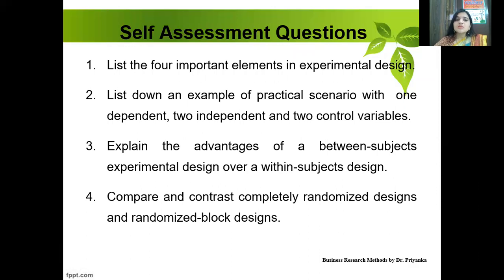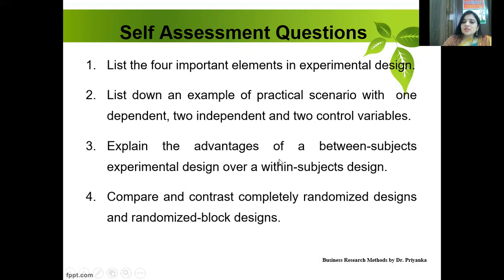Self-assessment questions. List the 4 important elements in experimental designs. Yes, you can list them because we have discussed the same question even before. Then list down an example of practical scenario with one dependent, 2 independent, and 2 control variables. We discussed this in previous slides as well. Now you will be having more experimental designs. So you can answer this question more beautifully than you could reply earlier.